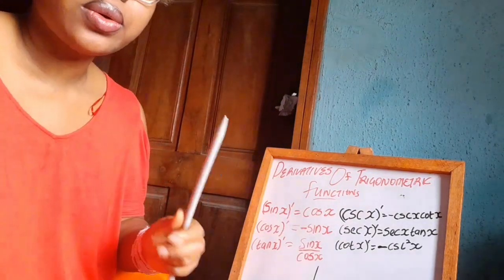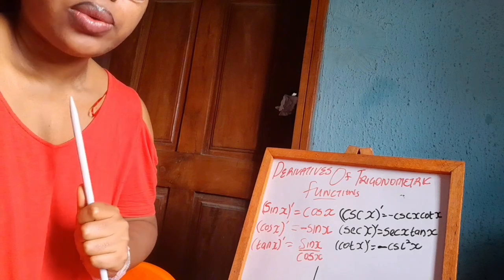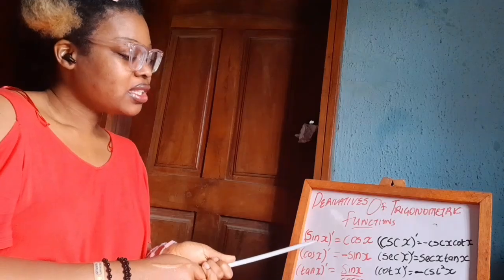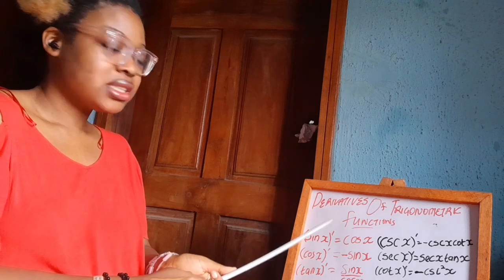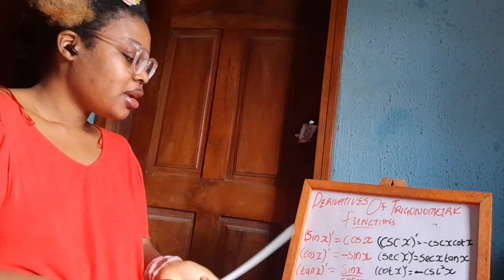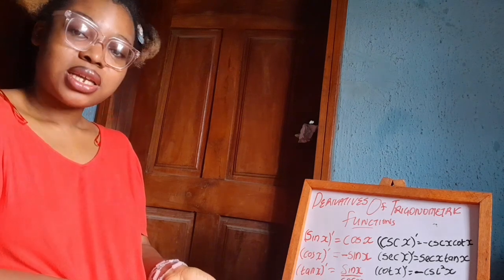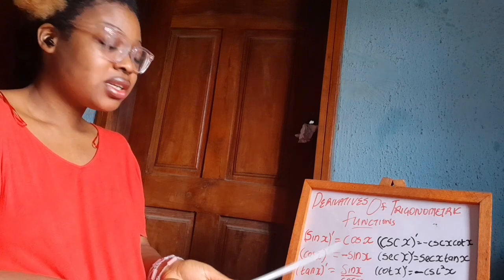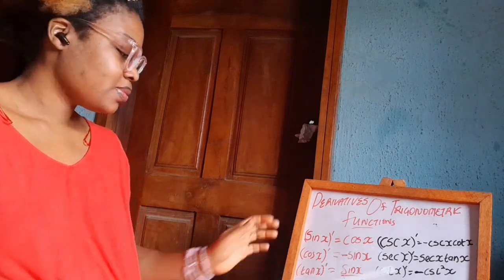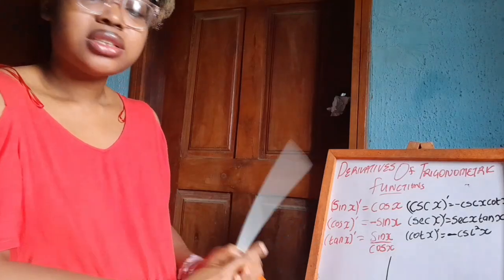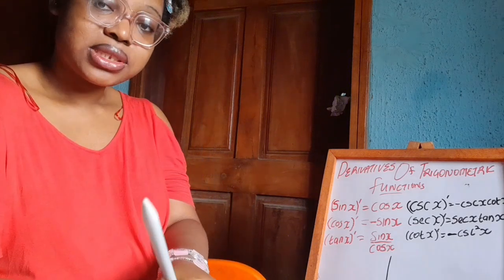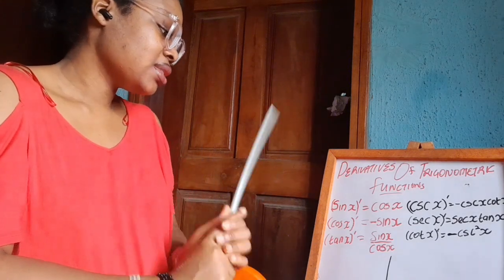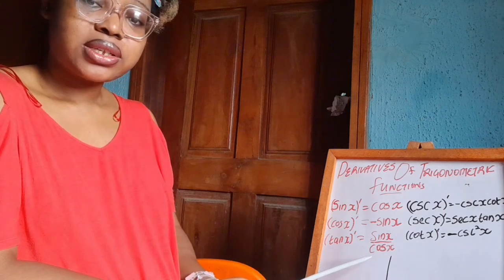So again we go, then I'll wipe the board and we memorize it together. The derivative of sine x is cos x. The derivative of cos x is minus sine x. The derivative of tan x is sine x over tan x. Sorry, sine x over cos x. The derivative of sine x is what? Cos x. The derivative of cos x is what? Minus sine x. The derivative of tan x is what? Sine x over cos x.